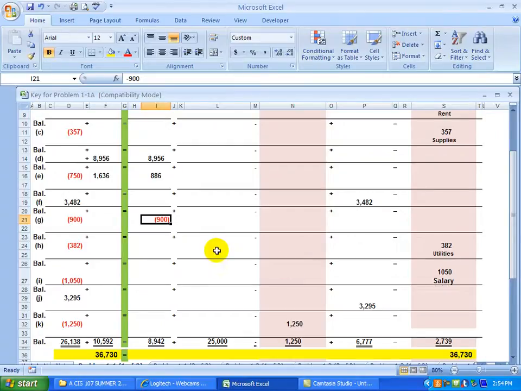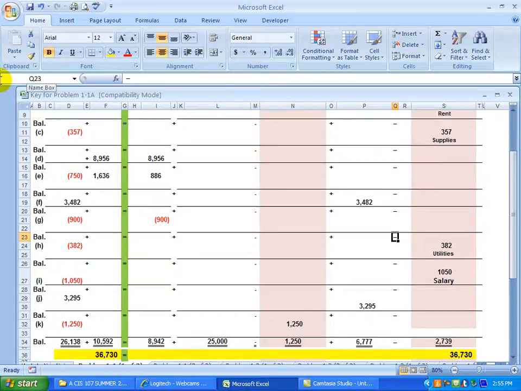Looking at letter H, we received and paid the bill for utilities. So in letter H, down here, since we're writing a check, our cash is decreasing. It's a minus $382. And we're using it to pay for our utilities, which is an expense. Expenses are going up. So this is a plus $382. So even though this is a minus to the left side of the equation, and it's a plus to the account, all expenses are minuses from the right side of the equation, so we're still in balance.